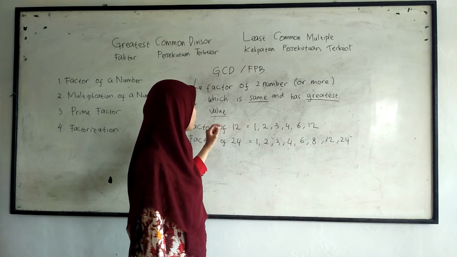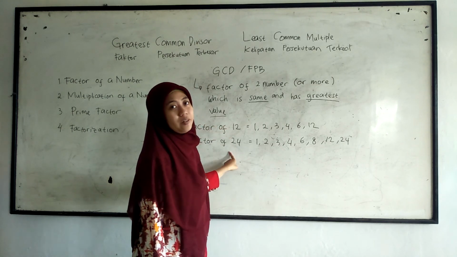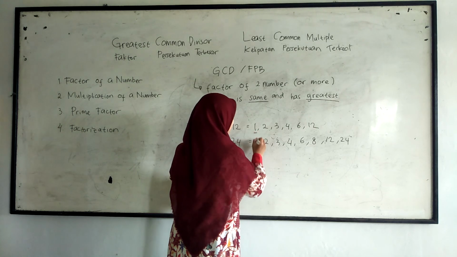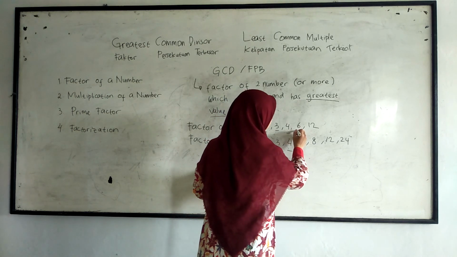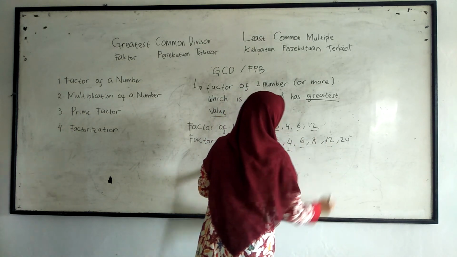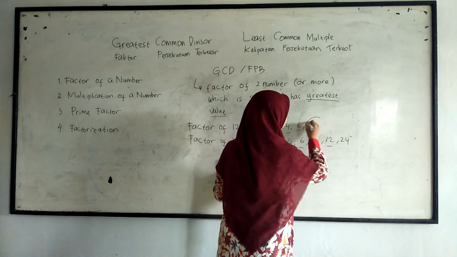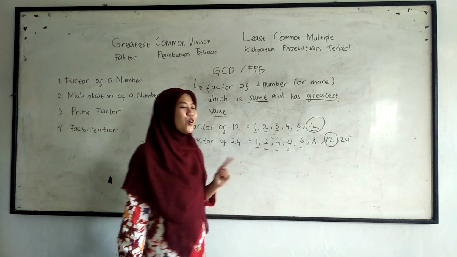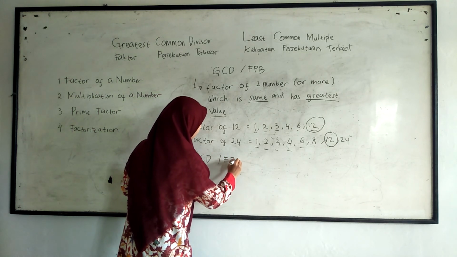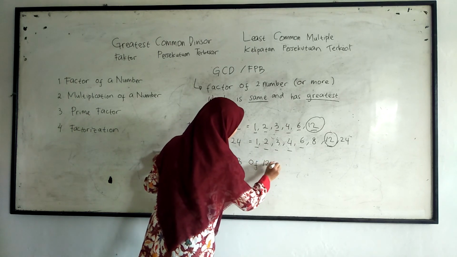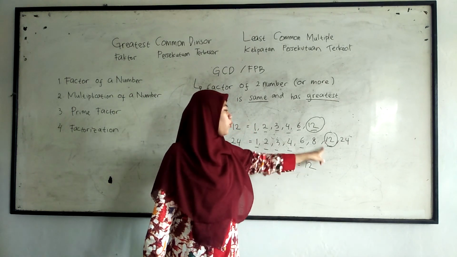First, find the common factor of 12 and 24. Common factor is factor that is same from both numbers. So, common factor is 1, 2, 3, 4, 6, and 12. And then, find the greatest value of the common factor. The greatest value is 12. So, we got that GCD or FPB of 12 and 24 is 12. This is the GCD of 12 and 24.